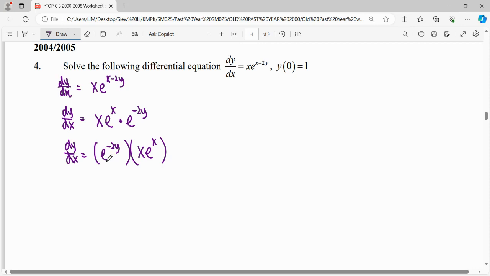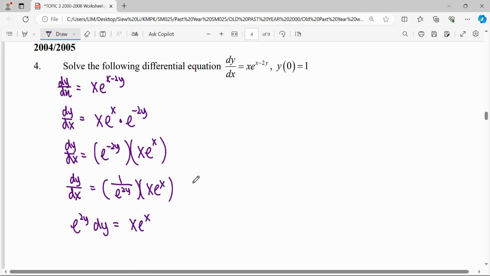For the y, we will move to the left hand side. For dx, we will remain at the right hand side. So e to the power negative 2y means 1 over e to the 2y. Then when we want to move it to the left hand side, this division will become multiplication. And then this denominator dx will be multiplied out. Then we start to integrate both sides.